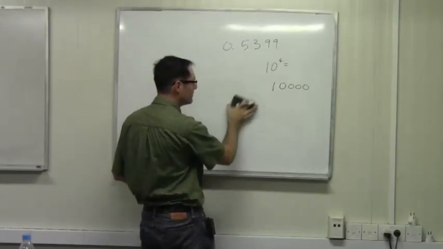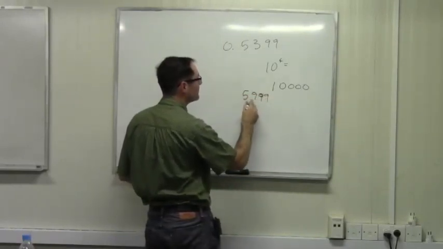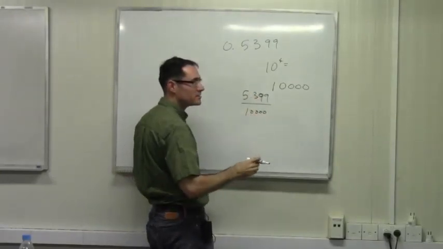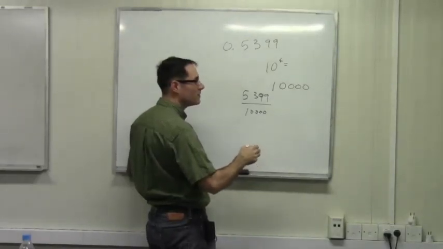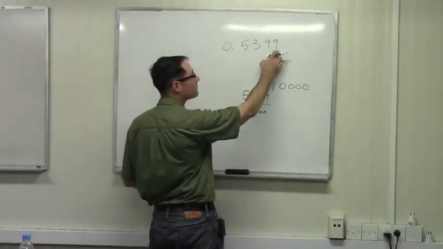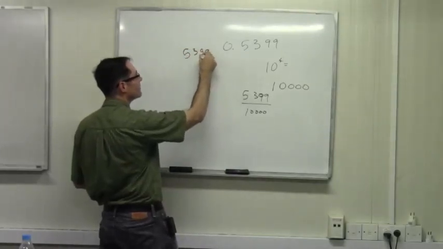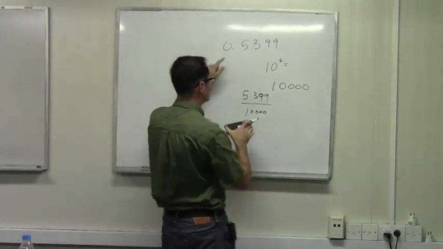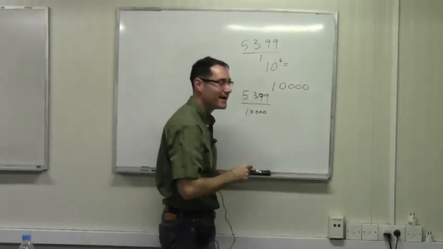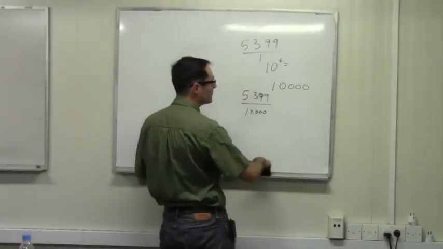So it should be 539. I'm getting it wrong. 5399. There we go. 5399 divided by 10,000. If it was 5399.0, that would be 5399 over 1,000? Nope. If the decimal wasn't there, it would be 5399 over 1, right? Because it's already an integer by itself. Oh, so you could do that.